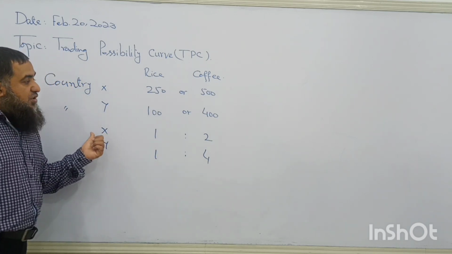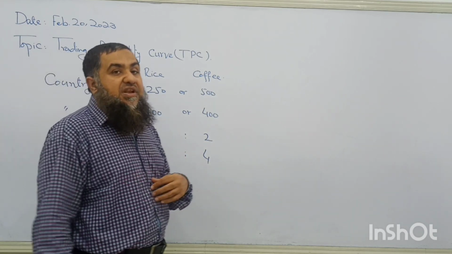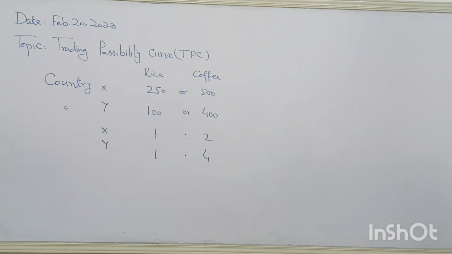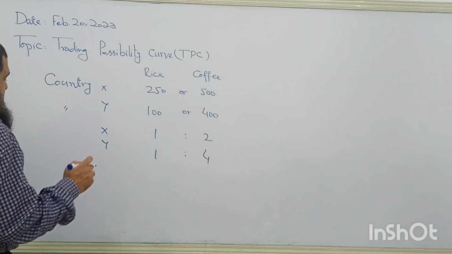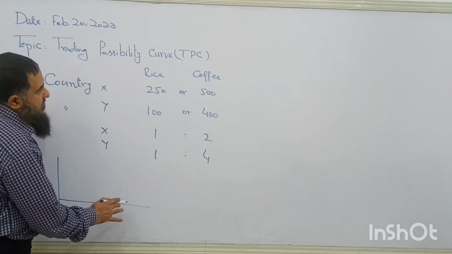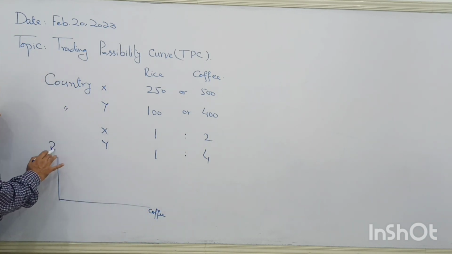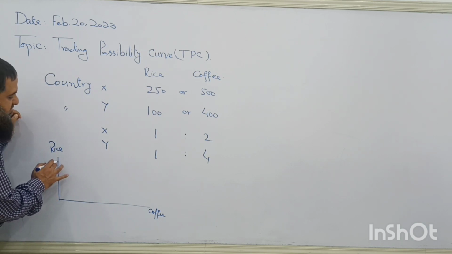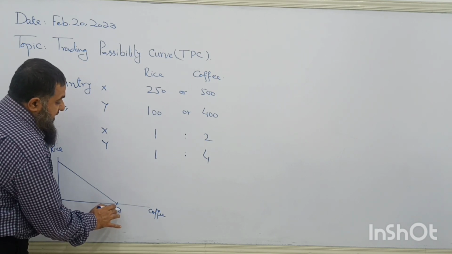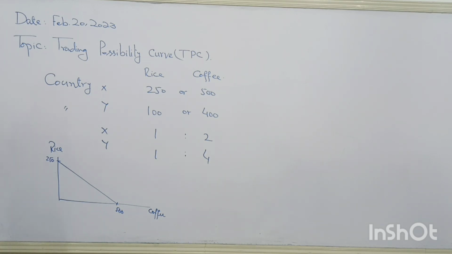So country X has a lower opportunity cost to produce rice and country Y will have a lower opportunity cost to produce coffee. Clear? Now I am going to draw the production possibility curve as we did in our previous lesson. Here I am taking coffee and here I am taking rice. So this is the PPC. Here I am taking 500 tons of coffee and 250 tons, which is going to be the production of rice.